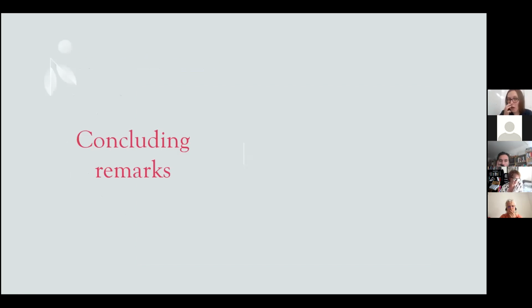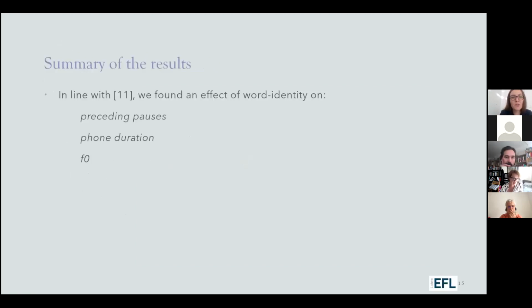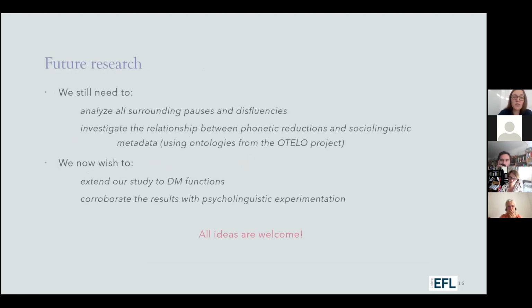And so to conclude briefly, I would say that in line with previous literature, we found an effect of word identity on preceding pauses, phone duration, and F0. What we still need to do, like I said, is to analyze more parameters, such as all surrounding pauses, not only the preceding ones, and maybe also disfluencies, and broaden the search to words that not only begin with a pause for the pitch reset problem, etc.